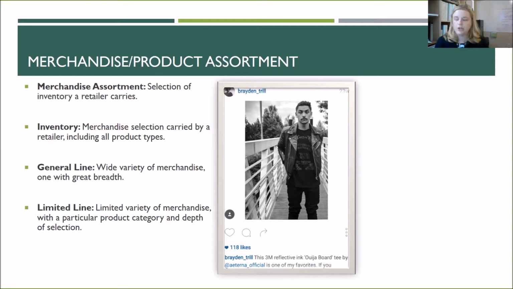And then a limited line actually represents the very other end of the spectrum. So you've got a very specific and particular product category. And this includes a depth of selection. So that's the key difference, the breadth and depth. So this image on the slide here is an example of another clothing brand owned by a former student of mine. He's based out of Oregon, and his brand is called Eterna. And they have a limited line product assortment because they focus upon the product category of graphic t-shirts with a very particular aesthetic. So that would be a limited line in terms of product assortment.